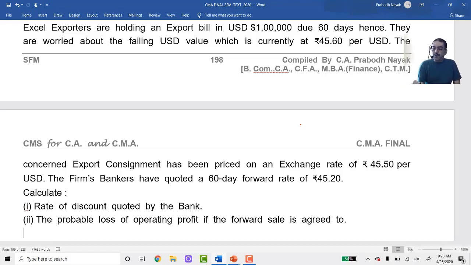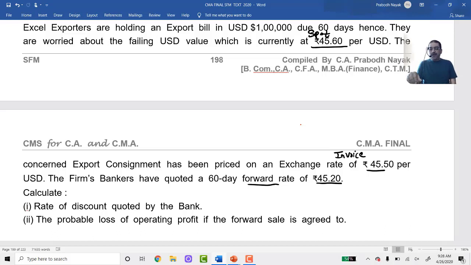Now, this 45.6 is your spot rate. This 45.5 is your invoice rate. That is a new rate called invoice rate. The firm's bankers have quoted a 60-day forward rate. Forward rate is 45.2. Calculate rate of discount quoted by the bank.